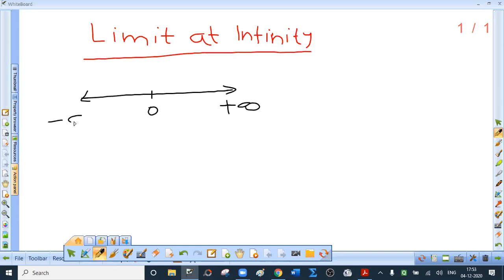Similarly, we have minus infinity. What is minus infinity? It is something which is less than every real number, but again it is not a real number, and that is why it cannot be shown by a point on the number line.